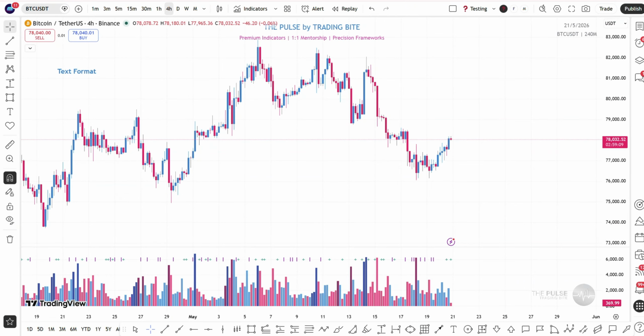We have studied inducement, we studied market structure, and how to mark accurate market structure, like how the higher highs and higher lows form. So today we have to study in depth about the inducement. What exactly is inducement?